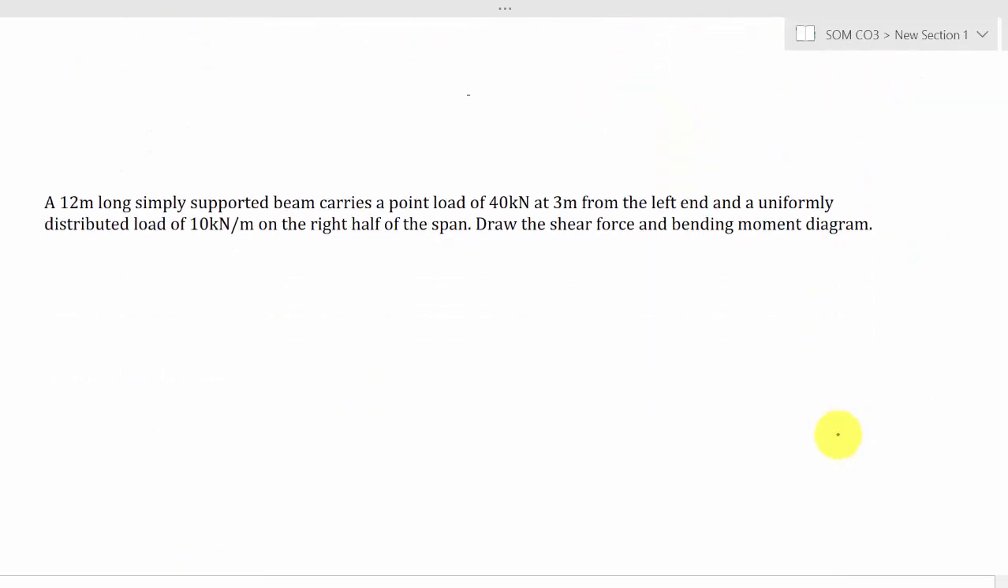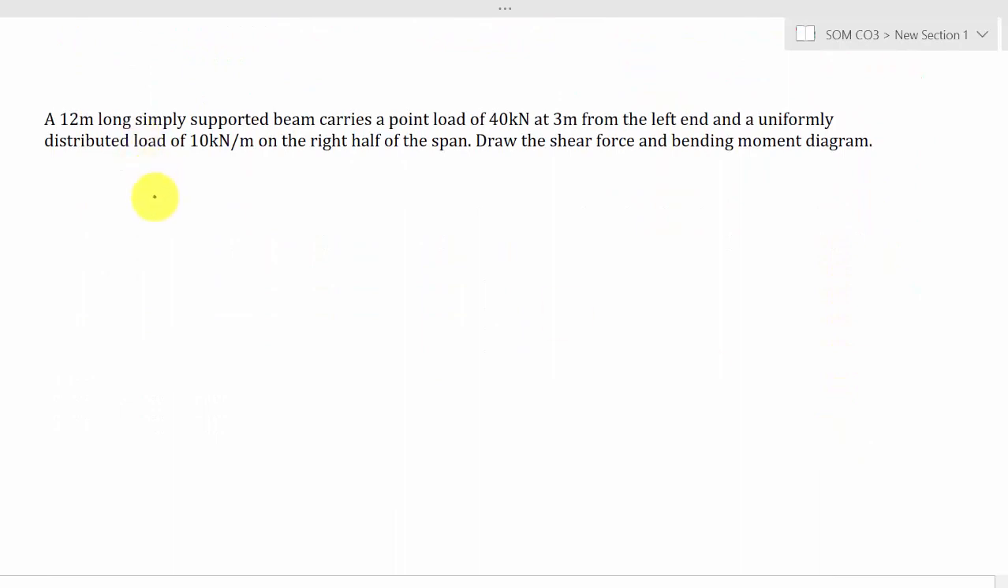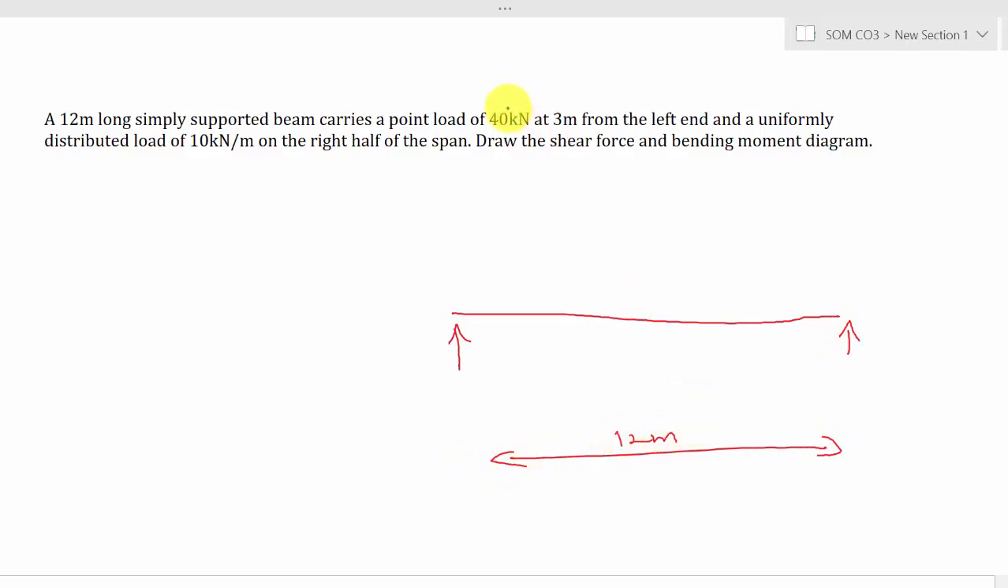Okay, fine. So this is the tutorial problem. A 12-meter long simply supported beam carries a point load of 40 kilonewton at 3 meters. So you can draw a simple diagram. It is simply supported and the distance is 12 meter. It carries a point load of 40 kilonewton at 3 meter from the left end. Okay, so from 3 meter from the left end, it is subjected to 40 kilonewton. The distance is 3 meter.